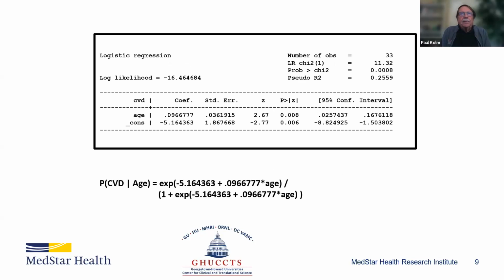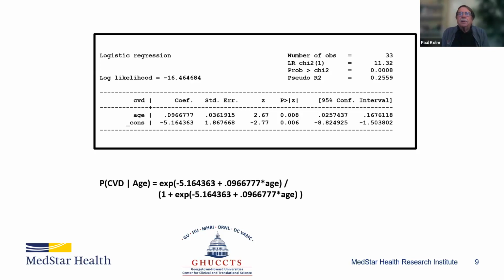And so this is the output of our regression equation. This is in Stata, but it'll look the same in most every statistical software, whatever you use. So we have the regression coefficient for age is 0.097, the constant minus 5.16. And you can see that in this case, the p-value tells us that it's statistically significant.